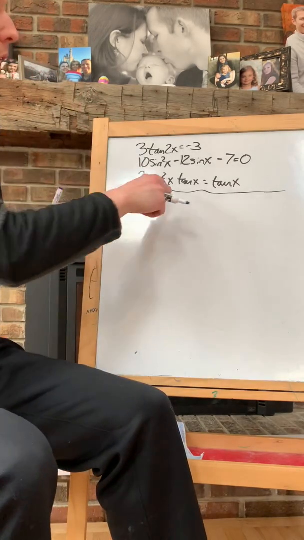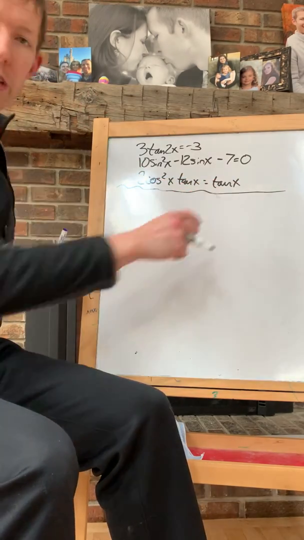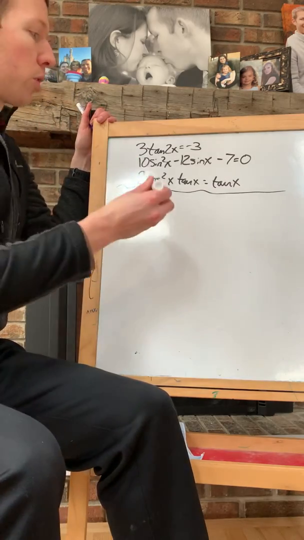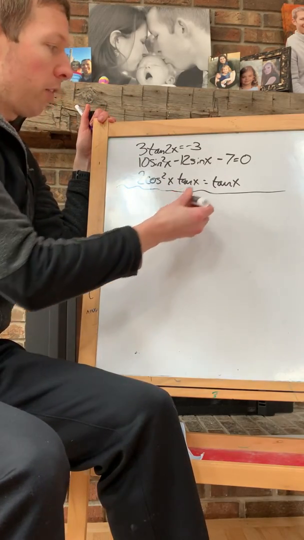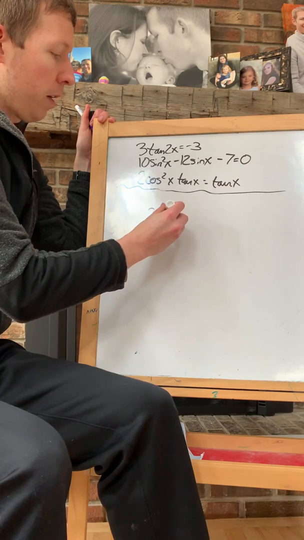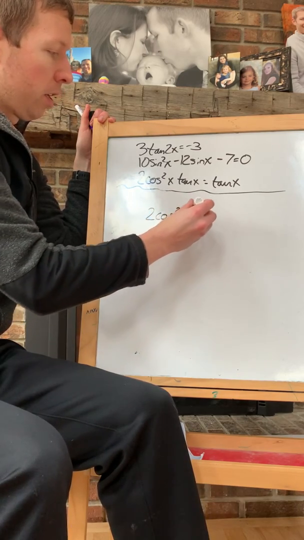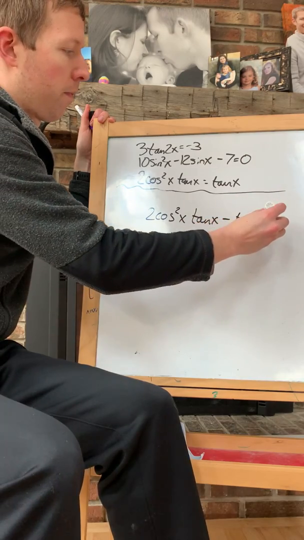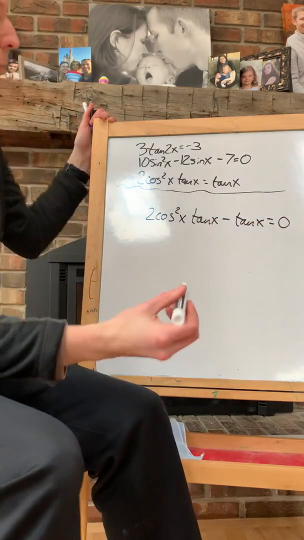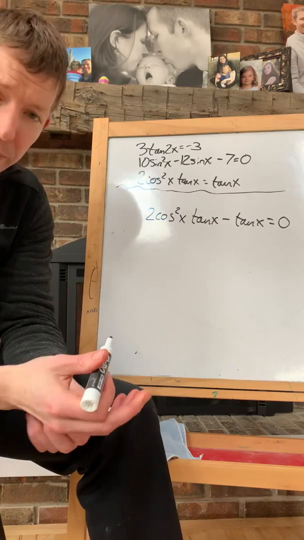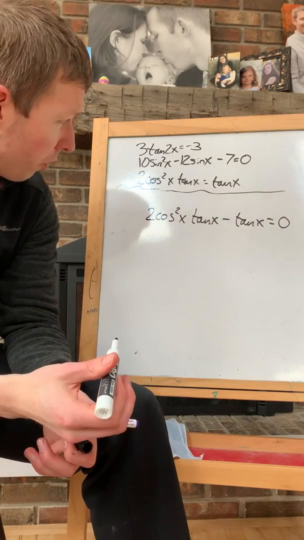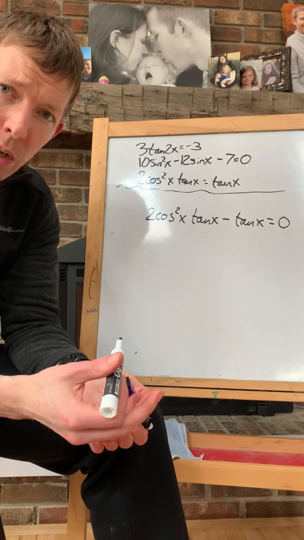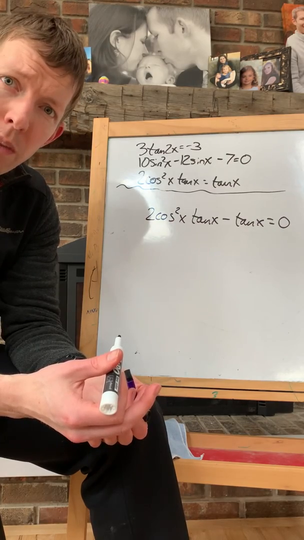So even though a lot of you will want to divide this side by tangent and this side by tangent, don't do it. It doesn't work. You lose some of your solutions that you want. Instead, bring everything to one side. And that gives us something that looks like this. And now, we've got to figure out how we can solve this thing. And I want you to think, if we're not dividing by tangent, what's something we could do?